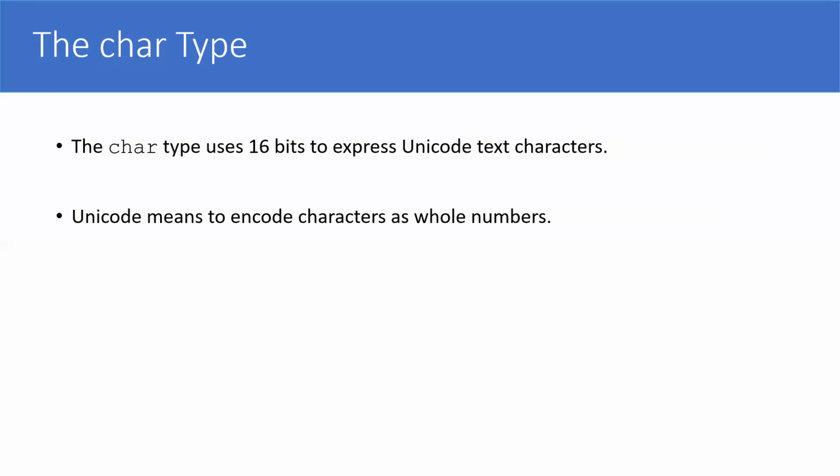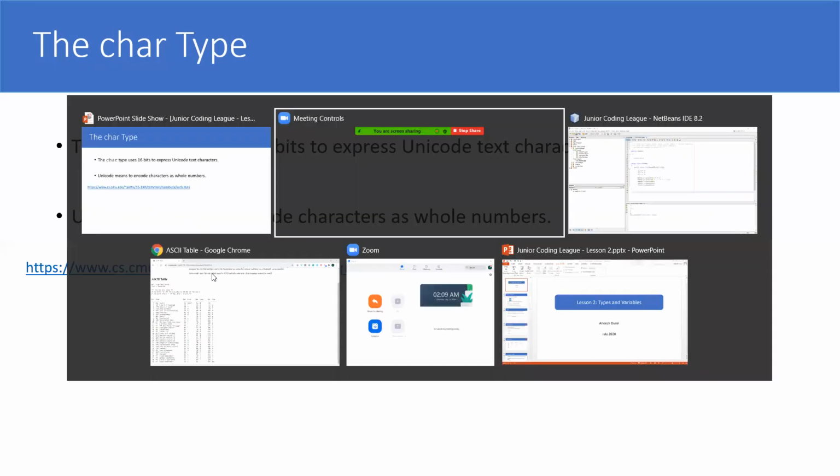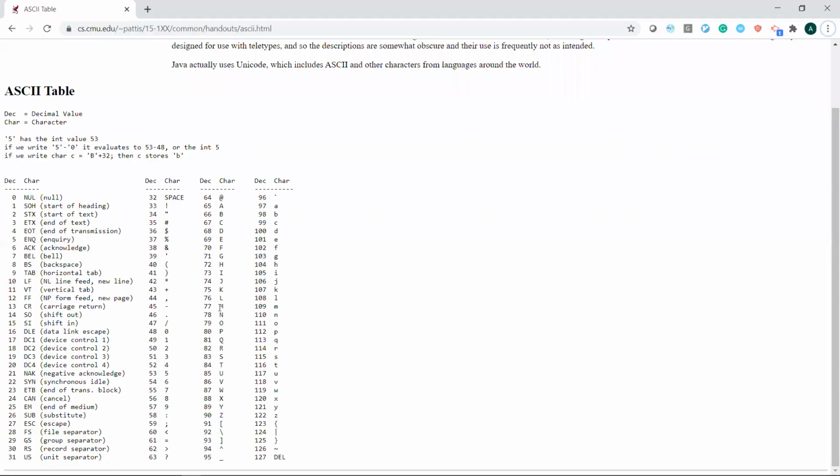Let's look at how these whole numbers are turned into characters. Let's go to this link right here. I'll open it up for you guys. Here we have an ASCII table, by Carnegie Mellon University, one of the top computer science schools. As you can see, there are all these chars, A, B, C, and D. They're represented by decimals 65, 66, 67. And those are basically representations of these char values.